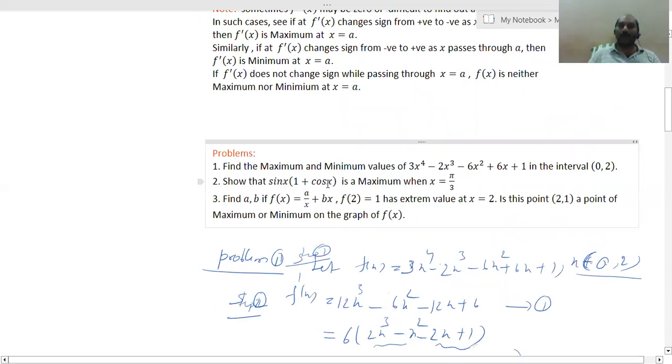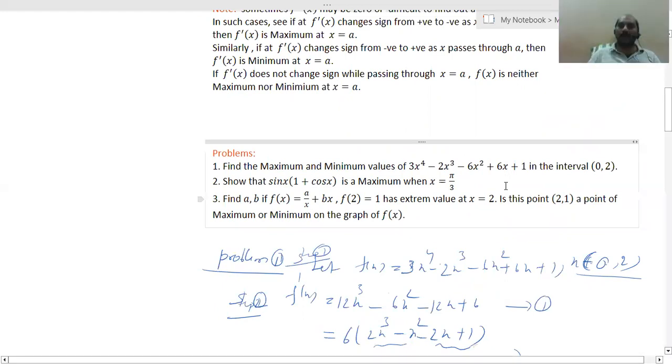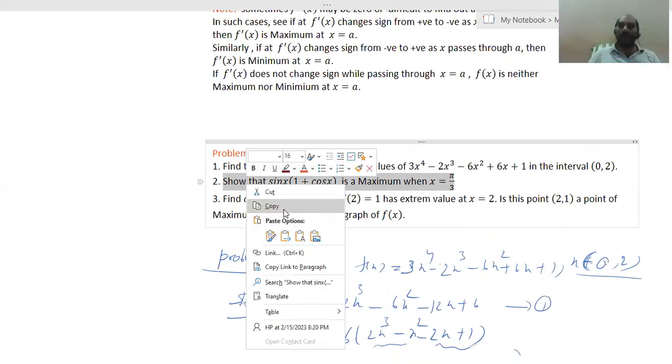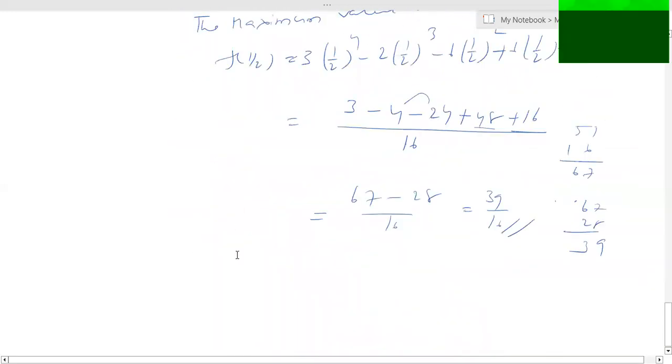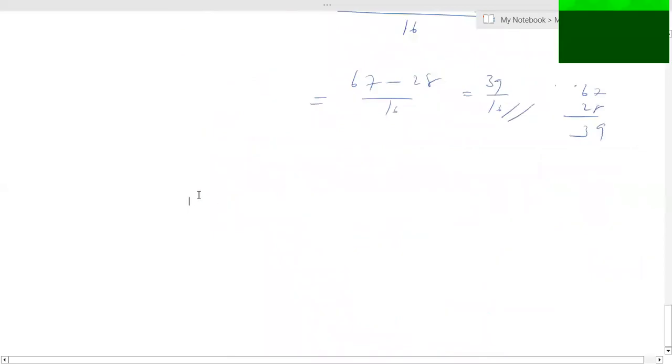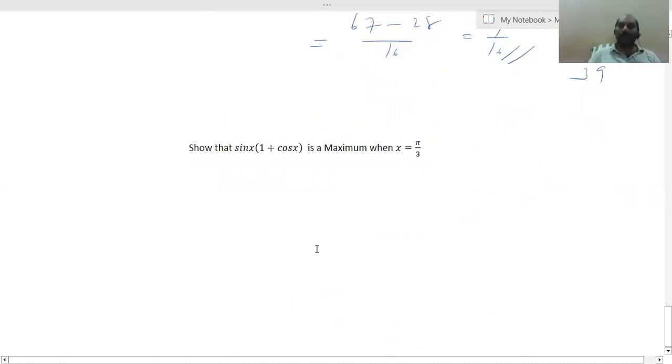Find the maximum of sin x into 1 plus cos x. Here, read the problem. Second problem. It is better to copy and paste. They already give the answer also: the function has a maximum at x equal to pi by 3. Show that.